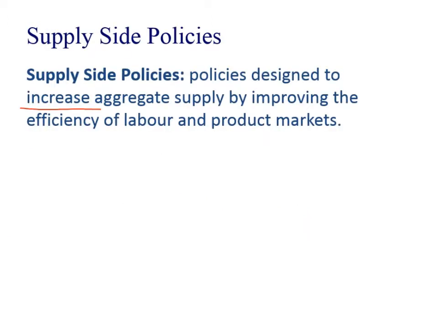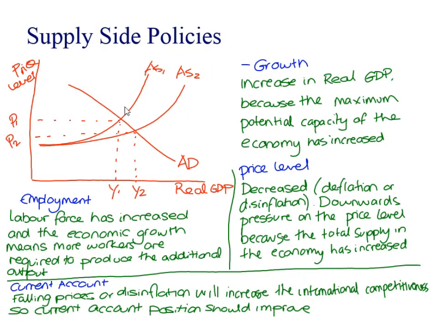Supply side policies I just bring up because they don't have this same conflict. They're designed to always increase aggregate supply, and they do this by improving the efficiency of labour and product markets. So this is what would happen. Aggregate supply would shift outwards, and we have a fall in the price level, so technically deflation, but more likely disinflation, and you get growth as well at the same time.